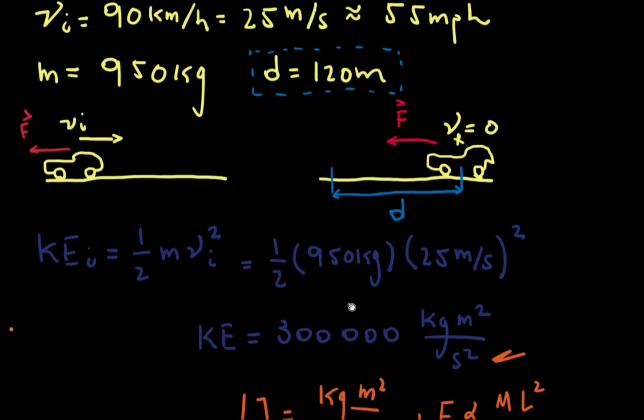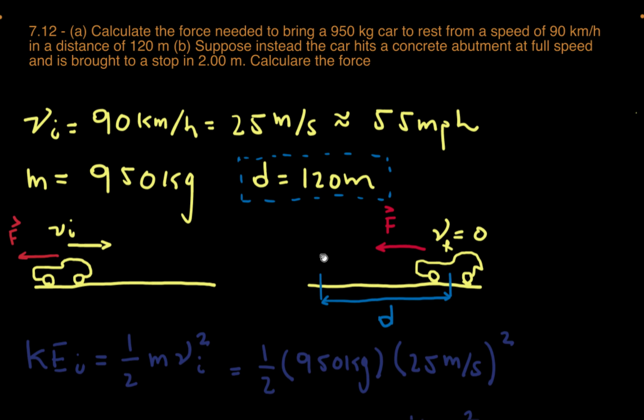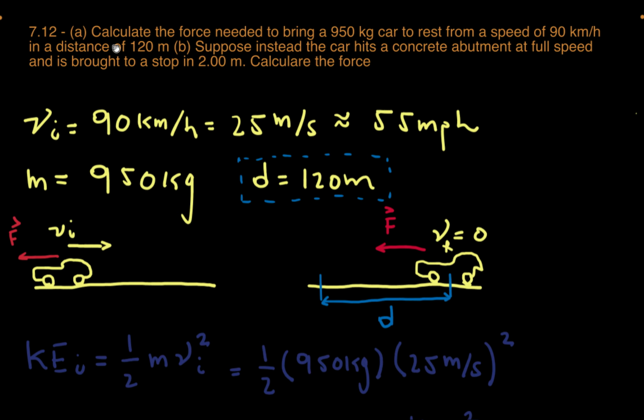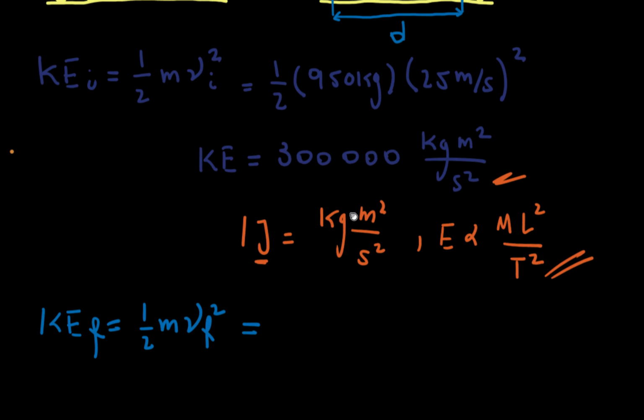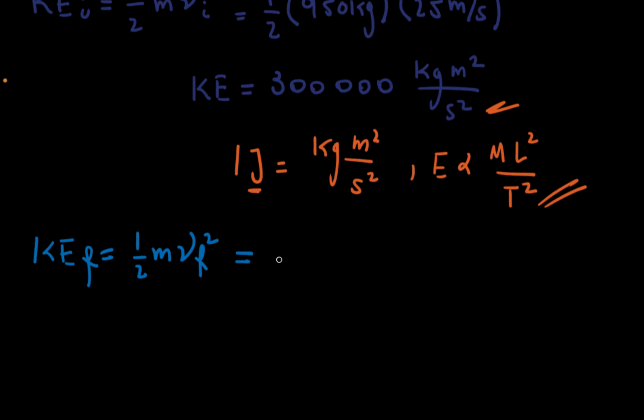And hopefully you notice that if you read the problem: calculate the force needed to bring a 950 kilogram car to rest from a speed of 90 kilometers per hour. So it says to rest, meaning velocity 0, and we kind of already said that. So this right here is 0. Good. All right, so we got the kinetic energy initial here, and we have kinetic energy final is 0. Great.